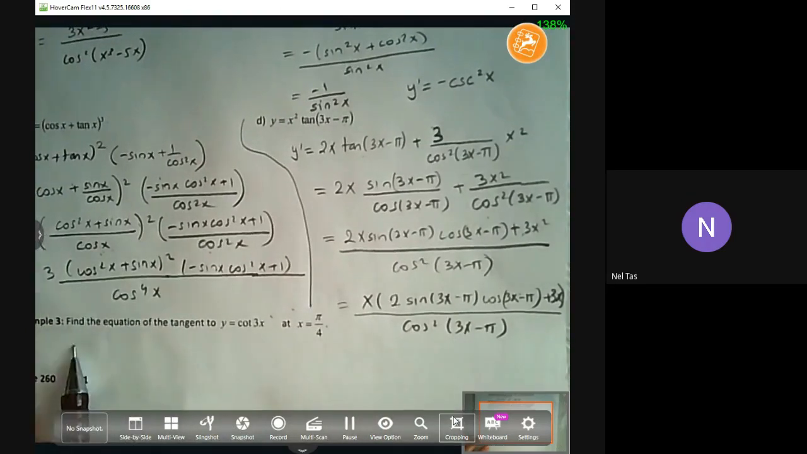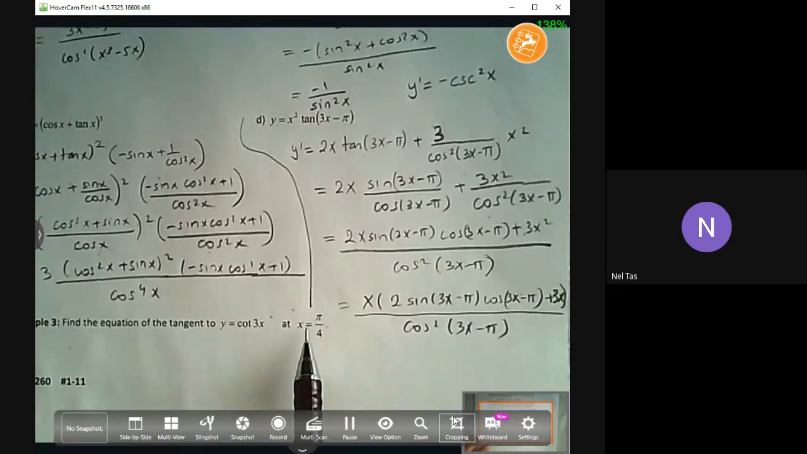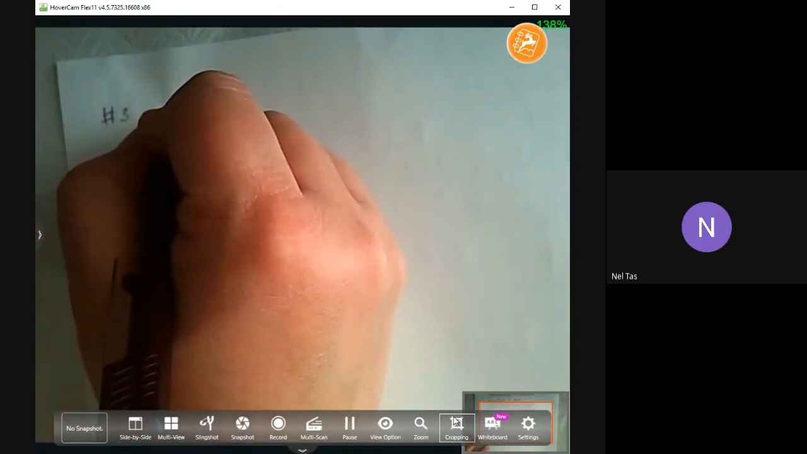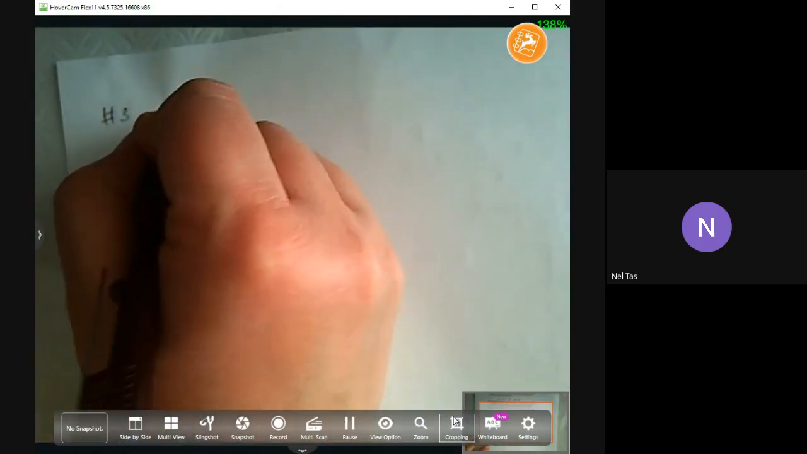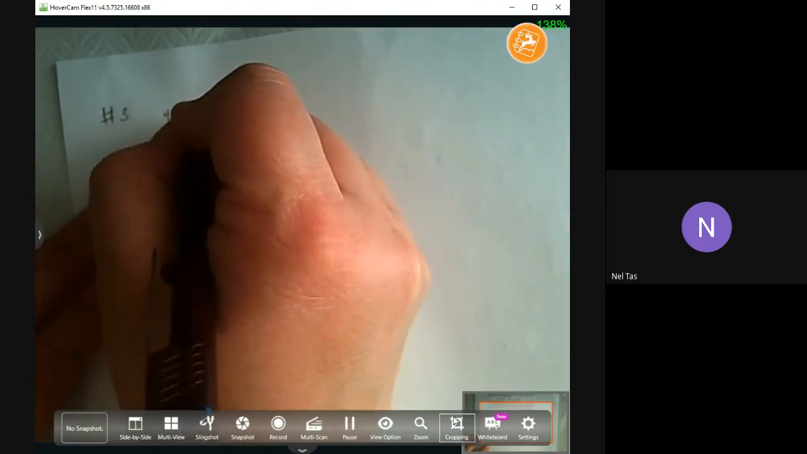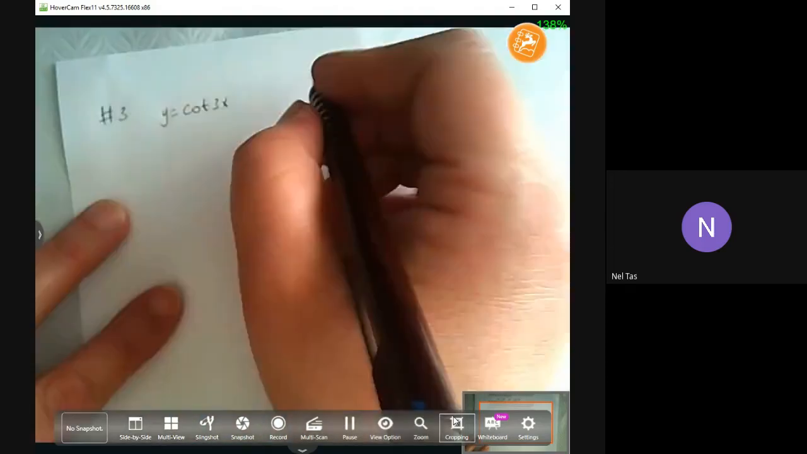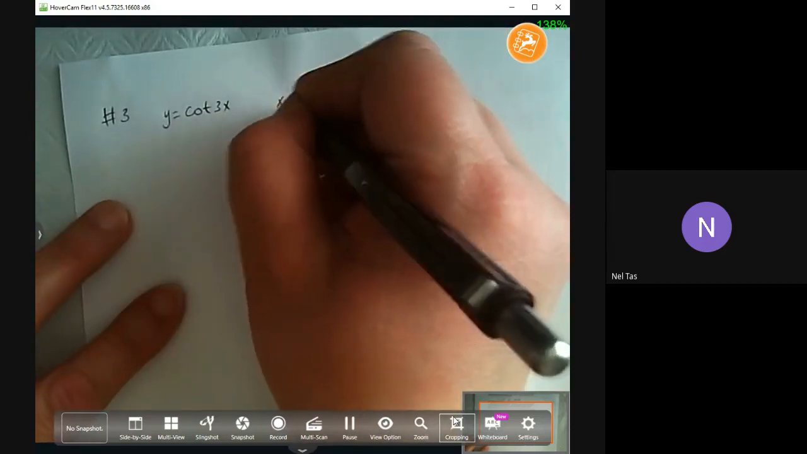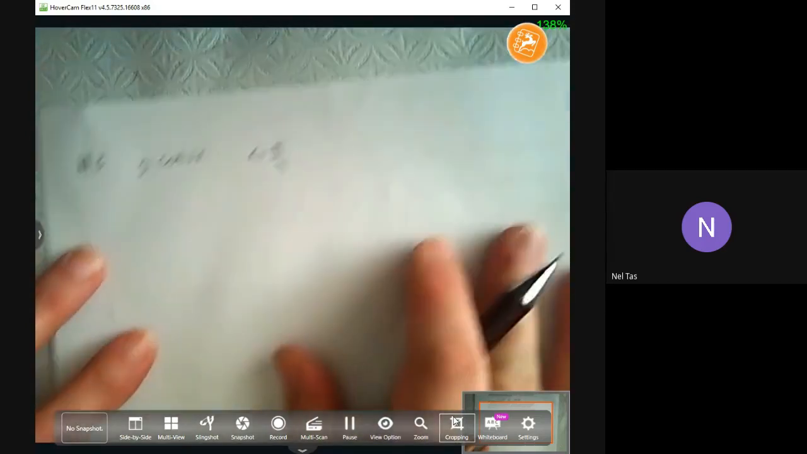Now we can look at example 3. Find the equation of the tangent to y equals cotangent 3x at x equals pi over 4. I'm going to do it here. So example 3. We have a function y equals cotangent 3x. We are looking at the equation of the tangent at x equals pi over 4.